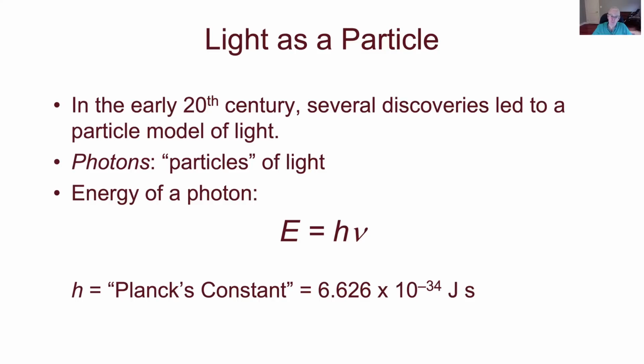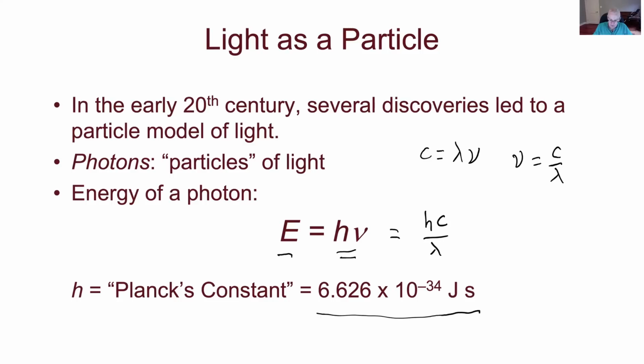This is often referred to as the Planck equation. It says the energy of a photon is equal to h times nu. h is a constant known as Planck's constant. It has this value here, in SI units. Nu is the frequency. I could also write this in terms of wavelength, because c is equal to lambda nu. That means nu is equal to c over lambda. So I could make this hc over lambda if I wanted to express it in terms of wavelength.